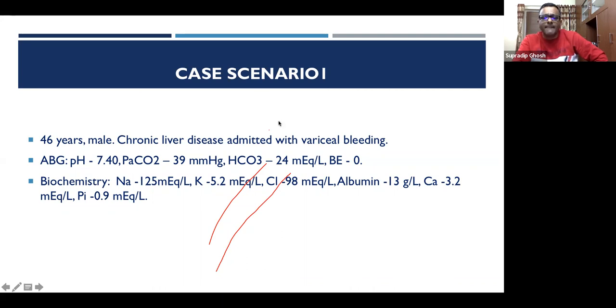Yeah. Albumin is written as 13. 13 is 13 gram per liter. So that means 1.3 gram per deciliter. I hope it is clear, Pratik.